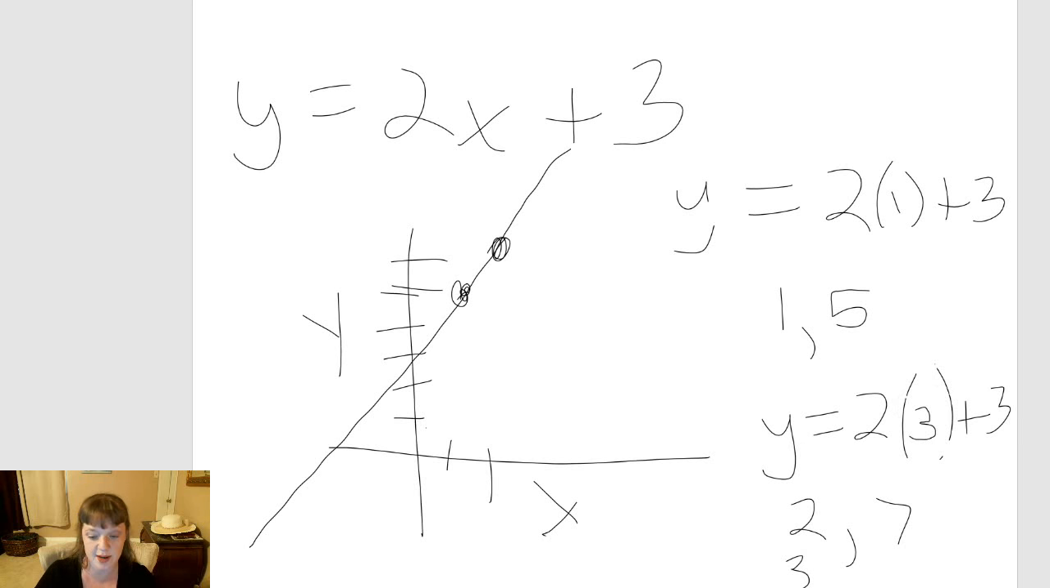And so now 2 times 3 is 6, plus 3 is 9. So I find 3 here, and then I go 1, 2, 3, 4, 5, 6, 7, 8, 9. Oh, and look at that! My point is on the line. And forever and ever, no matter what number I put in for x, I'm going to find myself on this straight line.